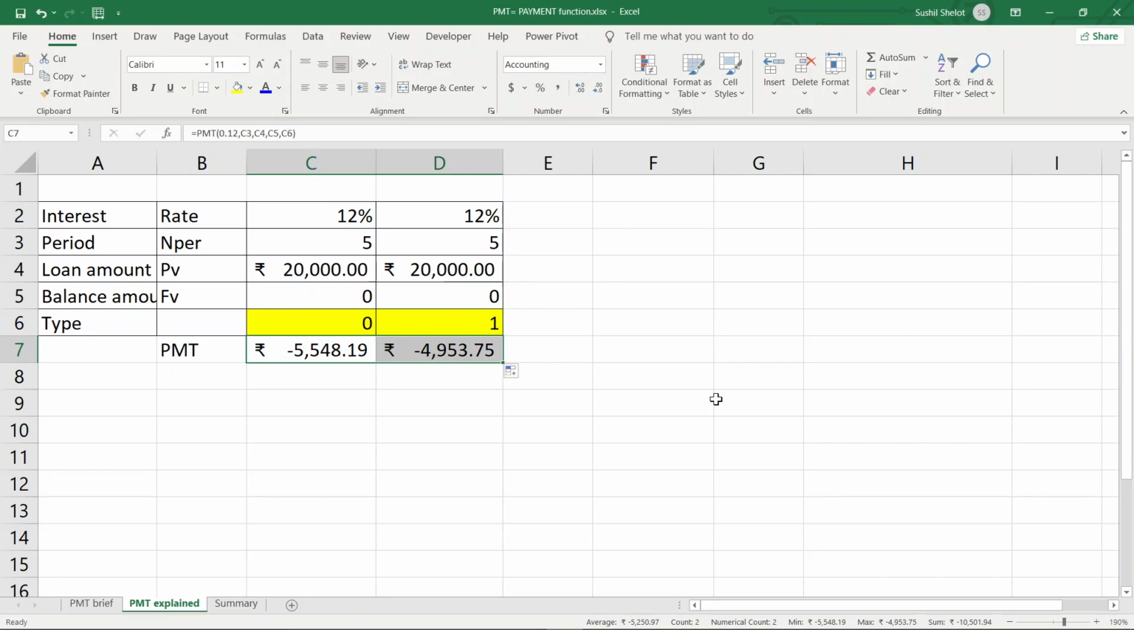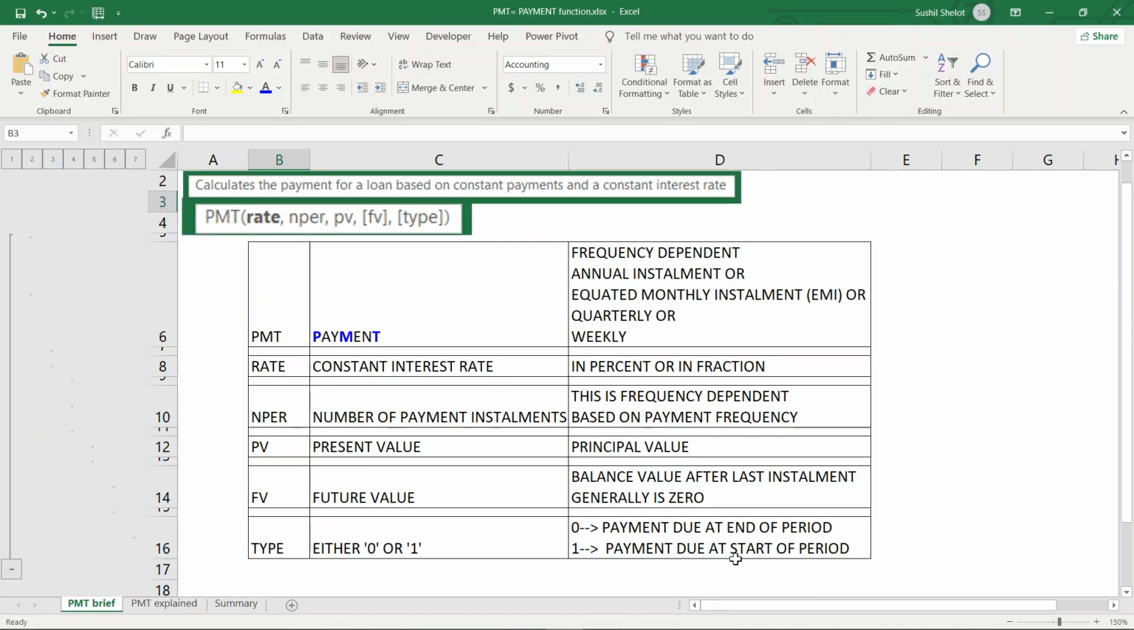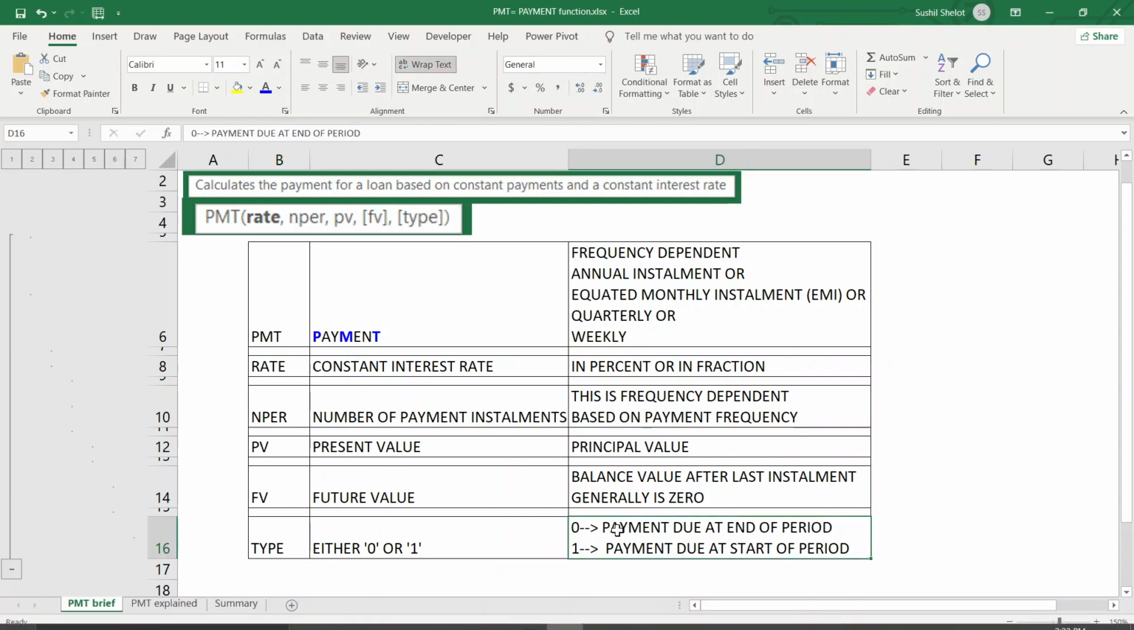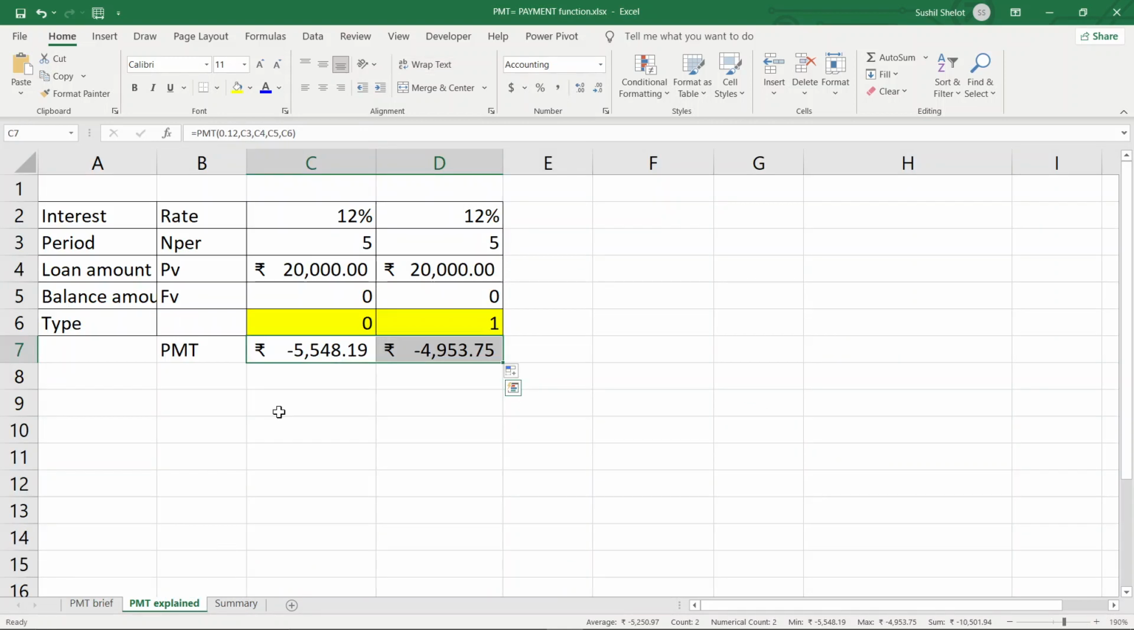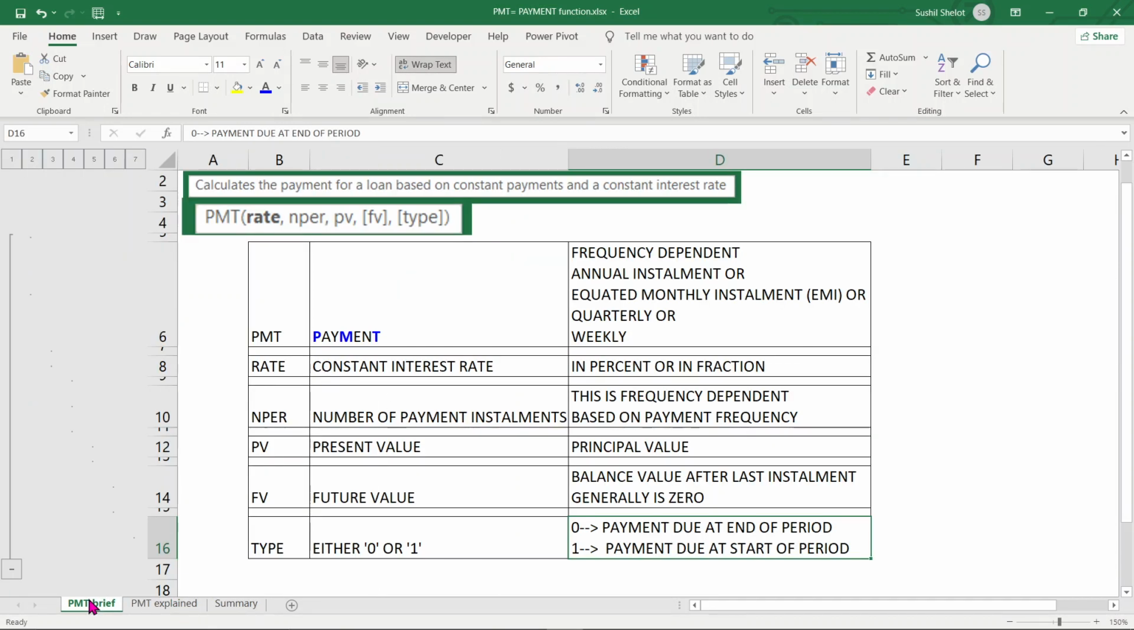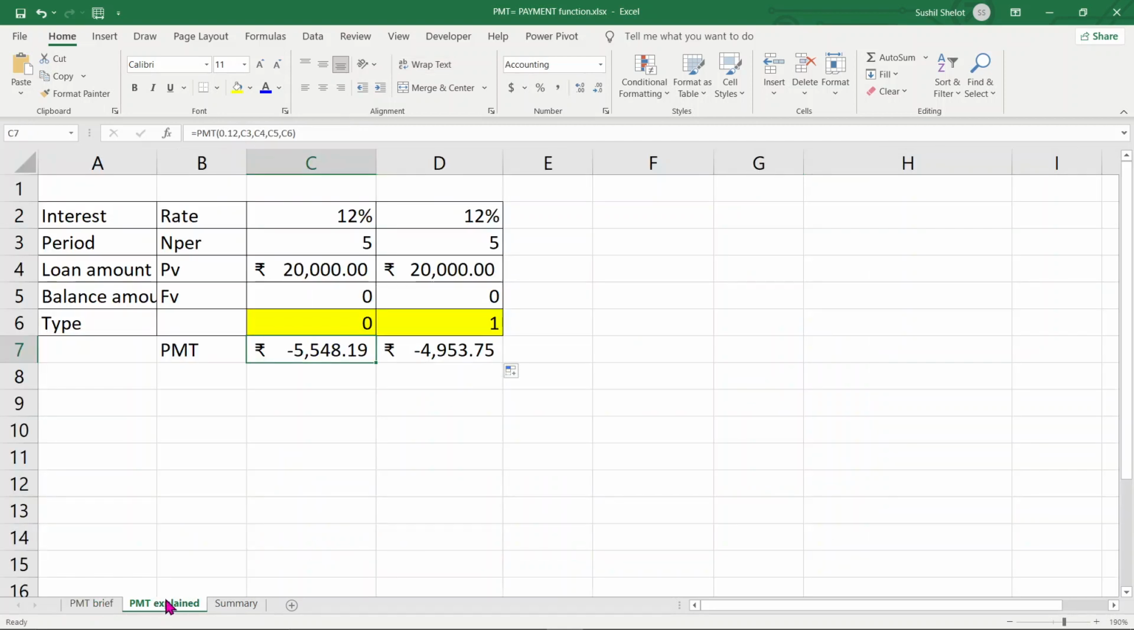Well, this is for the type that is 0, that is repayment at the end of the period. If I choose 1, then it is at the start of the period, and if it is 0, then it is at the end of the period. So if I go back to the tab, this is the value at the beginning of the period and this is at the end of the period. Fine. With this, it is quite clear what PMT is, why it is negative, and how it matters if it is at the beginning or at the end of the period. This is how it works out.